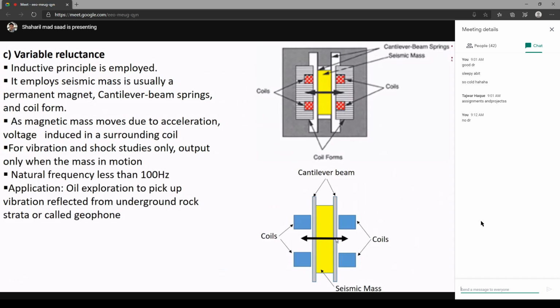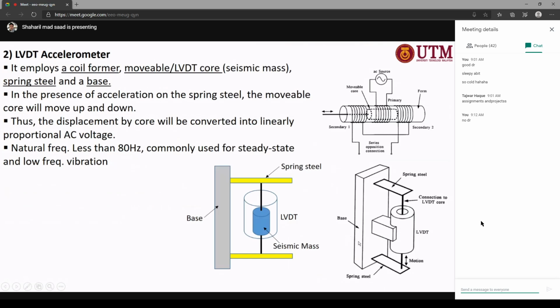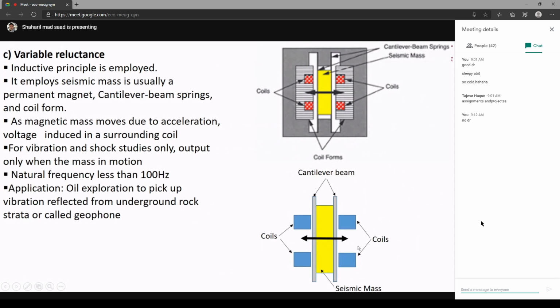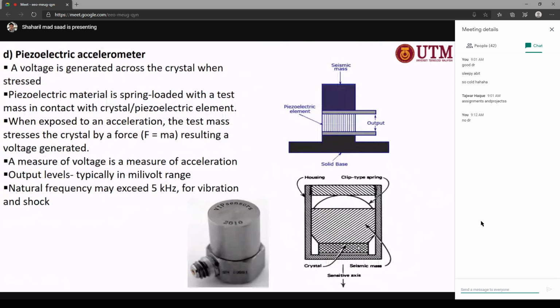And then what happens when you have the vibration, right? It will push your mass onto the right and the left and so on. Okay, and you can get the output from the coil, right? It's the same concept as the LVDT concept. Okay, and then the last one is the piezo accelerometer.